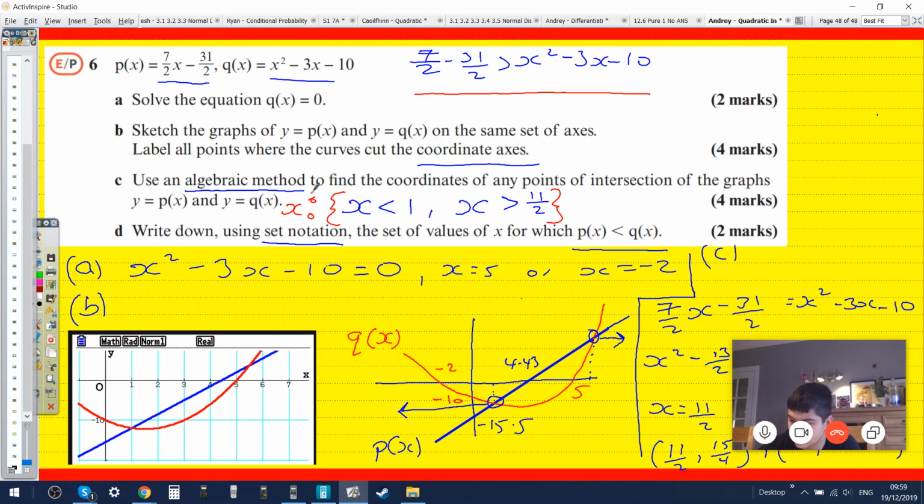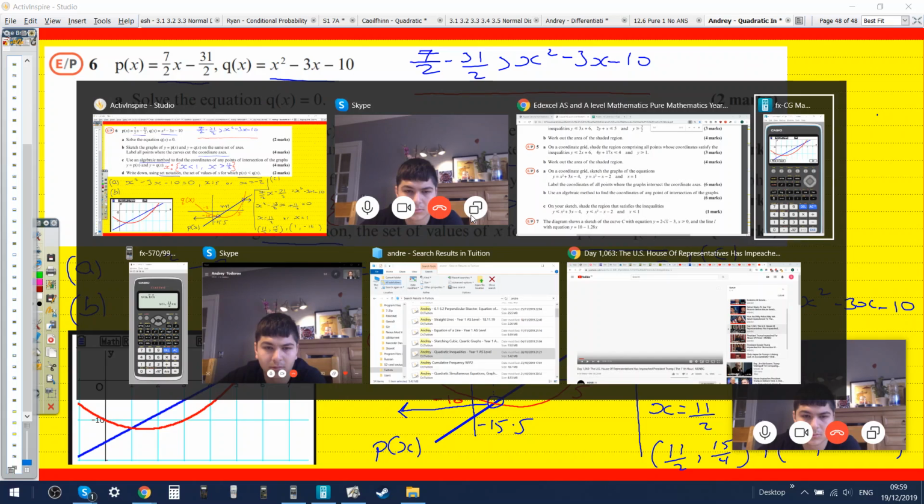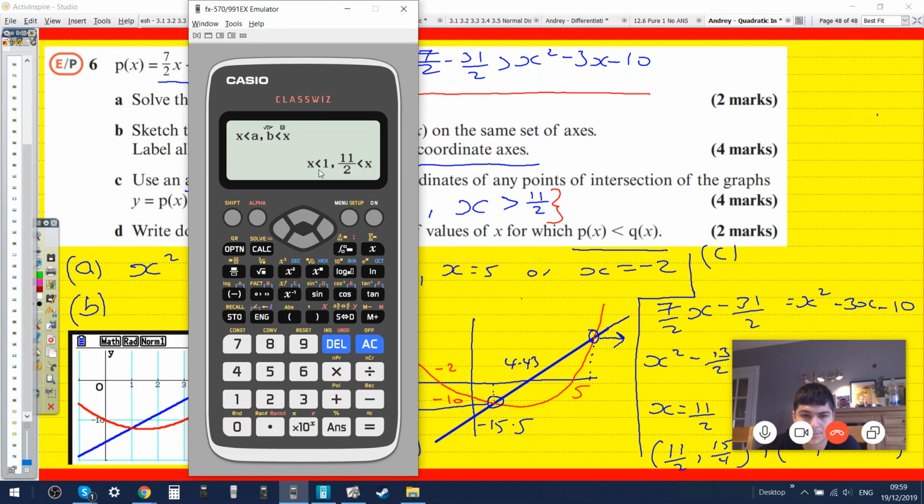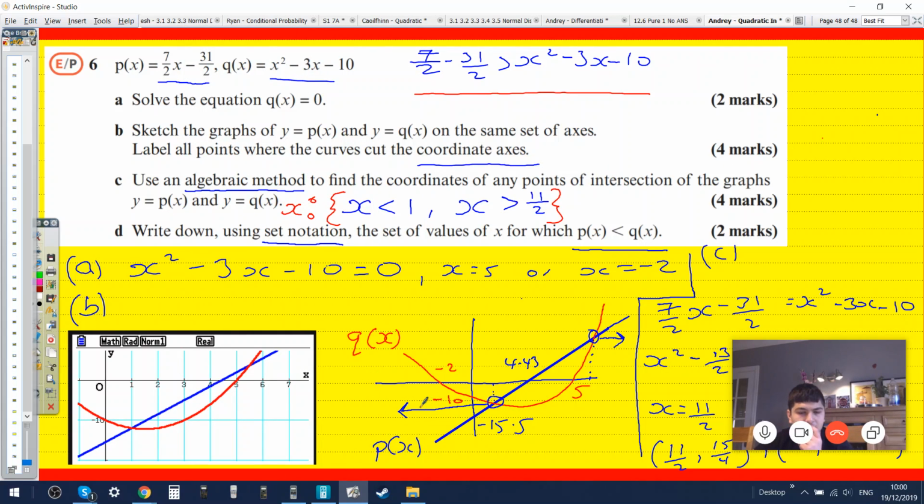Set notation is same thing. So you can just solve it using a calculator. It gives you that answer. Let me just see. So that was this one. x is less than 1, and you flip it around, x is greater than 11 over 2, which you can see there. The line is less than the curve when x is to the left of the first point of intersection, to the right of the second point of intersection. And then just put curly brackets around it, x such that, and that's called set notation.